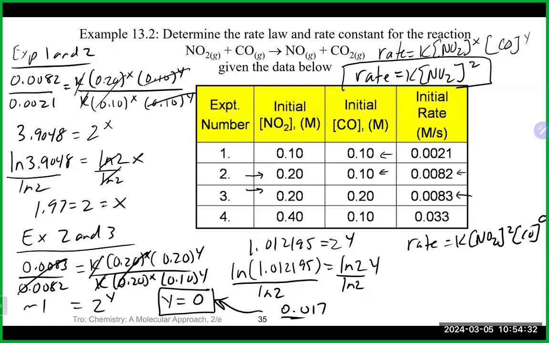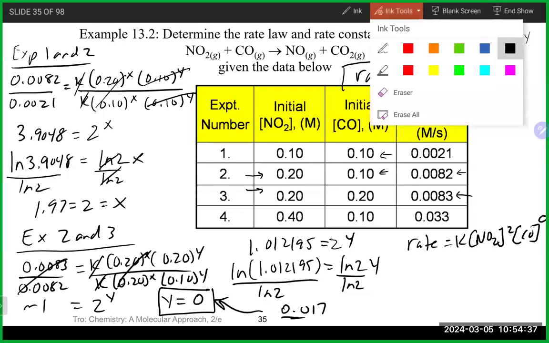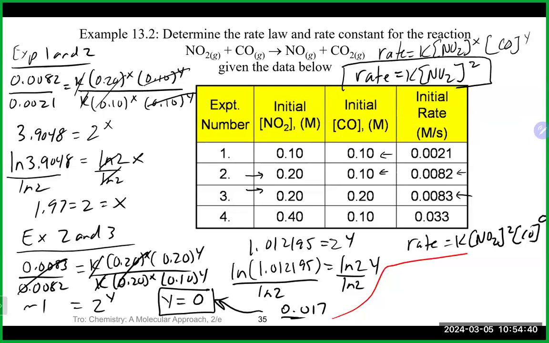All right. So now that we have that, we could solve for our value of the rate constant. So our K in this case would be our rate divided by our NO2 squared. And again, you could choose any one you like. So we'll go into the first one there, and that's going to give me 0.0021 molar per second divided by 0.1 molar squared. 0.0021 divided by 0.1 squared is going to give me 0.21.